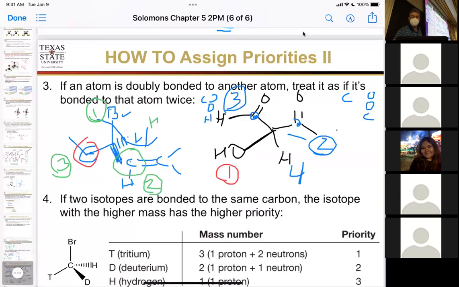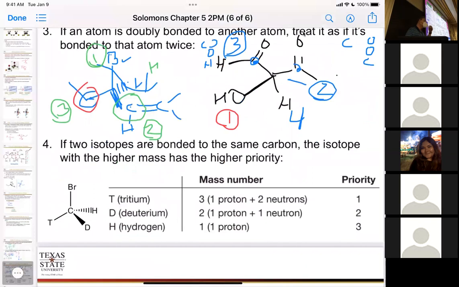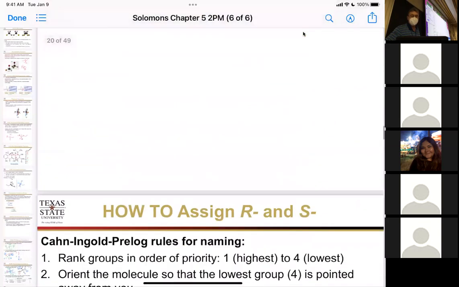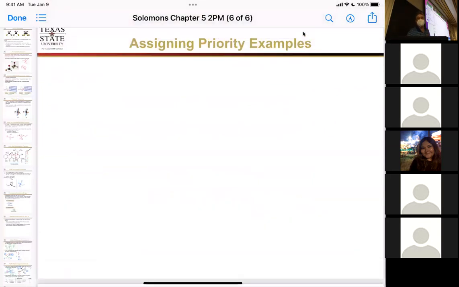Okay, the last thing, and again, we don't use it very much, but it's true. If you have isotopes of the same element, so if we had carbon 13, carbon 14, the higher mass isotope wins, but it has to be isotopes, okay? So we use that rule. It might show up sometime. All right, and we've already done that. And so we're going to assign a couple priorities real quick. And then I'm going to teach you the R and the S rule. Okay, so let's do one more.